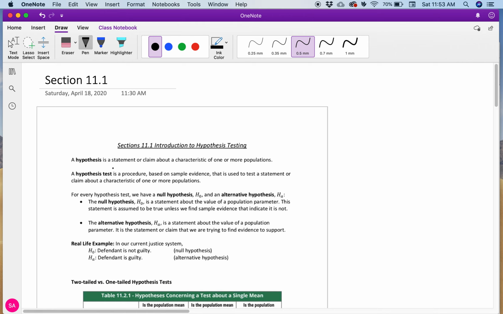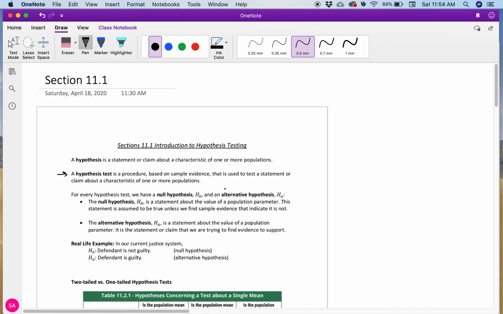So, first definition: a hypothesis is a statement or claim about a characteristic of one or more populations. I'm sure most of you have heard this word before, probably more in regard to the scientific method. And it's the same idea, we're making some sort of claim, and then we're going to test that claim to see if it's true or not. And how are we going to test it? With a hypothesis test. It's a procedure based on sample evidence that is used to test a statement or claim about a characteristic of one or more populations. So we're going to use a hypothesis test to test our hypothesis.